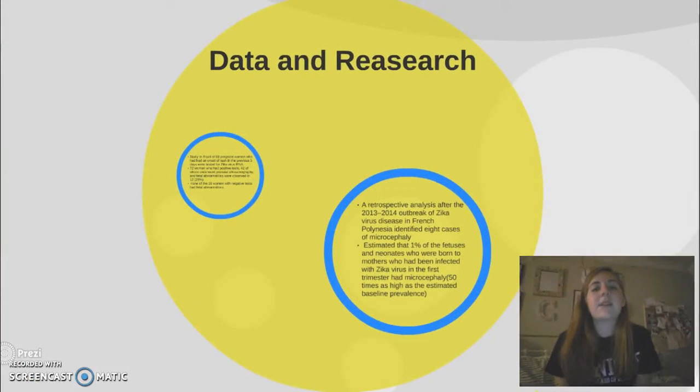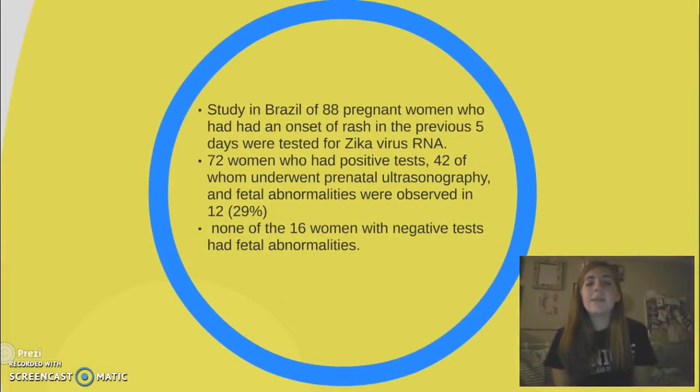So there's some data and research about Zika. A study in Brazil of 88 pregnant women who had onset of rash in the previous 5 days were tested for Zika virus RNA. 72 women had positive tests, and of those 72, 42 women underwent prenatal ultrasonography, and fetal abnormalities were observed in 12 of them, so that's 29%. That would include microcephaly. None of the 16 women with negative tests had fetal abnormalities, so this suggests also a link between Zika and microcephaly.